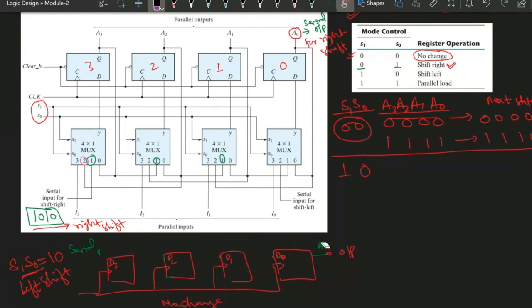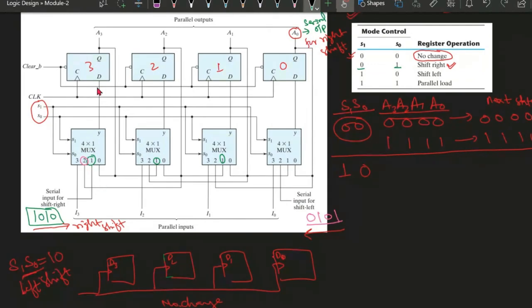We will be looking at how it constitutes the left shift. Left shift in the sense we are providing the input from here. So if 0, 1, 0, 1 is the input here, it is shifting in the left side. Shifting in the left side in the sense we are putting the data from the right side and it is going to the left side. You can see how the inputs are provided.